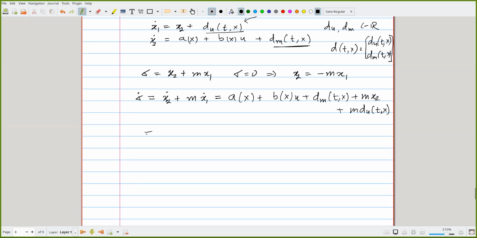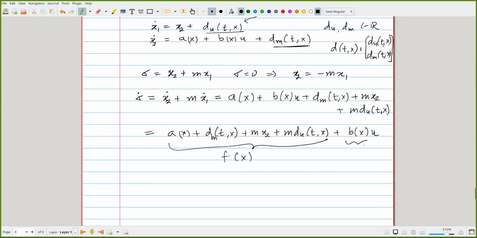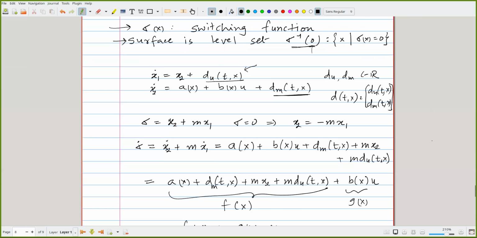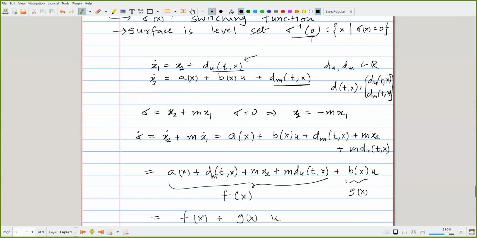So then we have a(x) plus d_m(t,x) plus m x2 plus m d_u(t,x) plus d(x). Now this entire part becomes f(x), and this is your g(x). Similarly, sigma dot is again f(x) plus g(x)u, with both bounded. We are never going to assume unbounded disturbance. So d_u and d_m are both bounded.